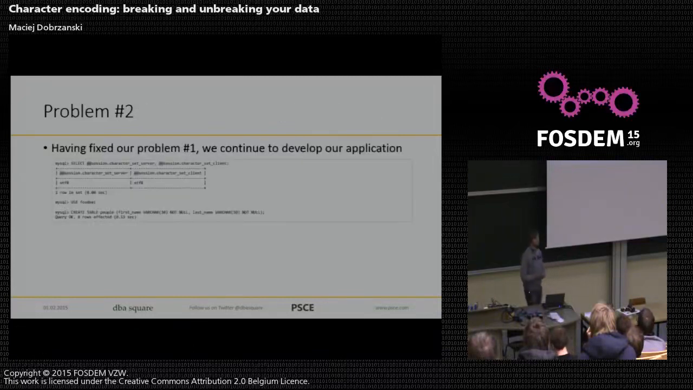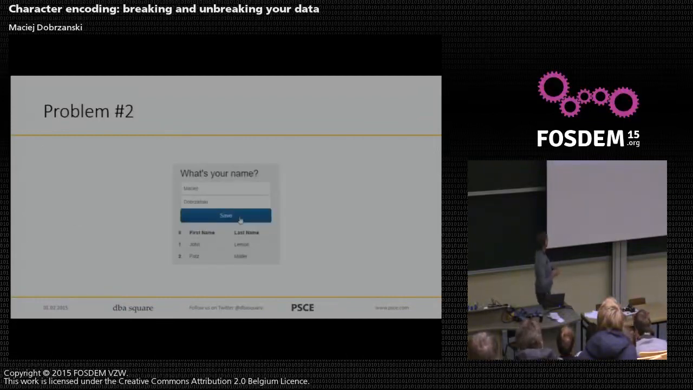So we fixed our first problem, right? We converted it into UTF, so it's now done correctly. And we continue to develop our application. So we add new functionality that will allow people to add their names, right? So we create a new table, and we start our application. There were 2 guys who already added their names, and I decided to add mine as well, and I click save, and then I have a question mark in the middle of my name.